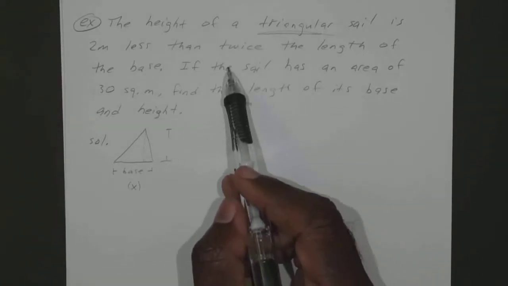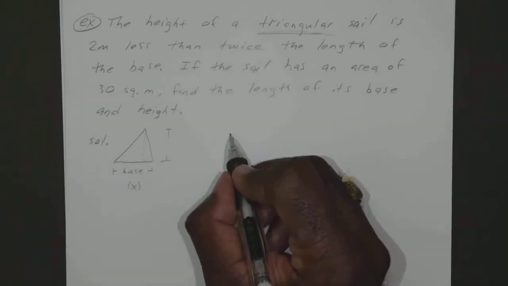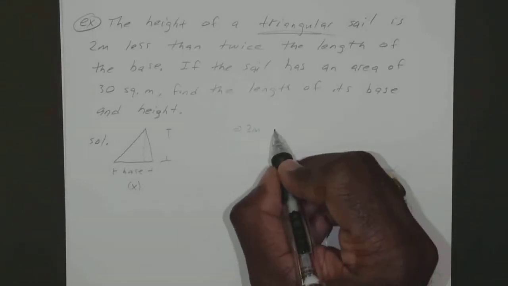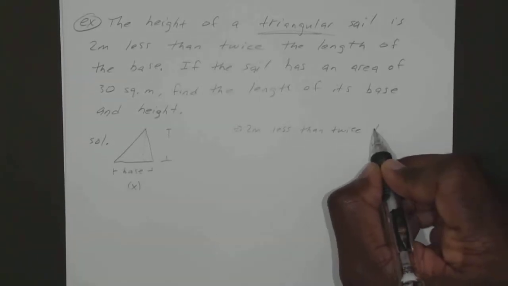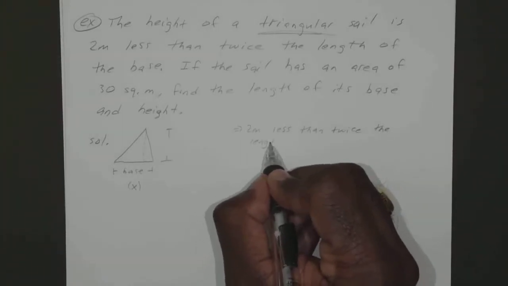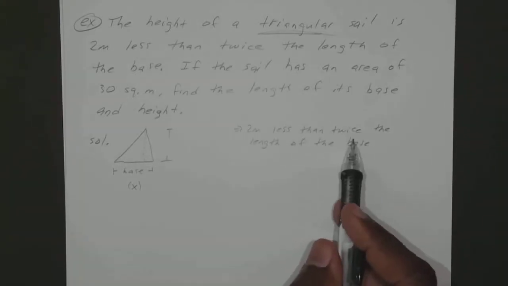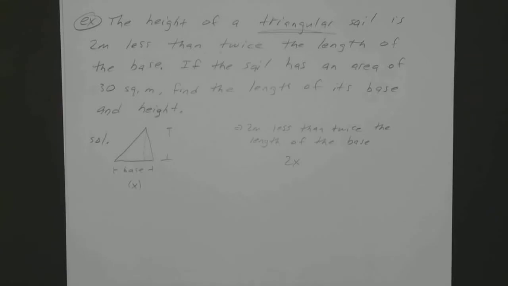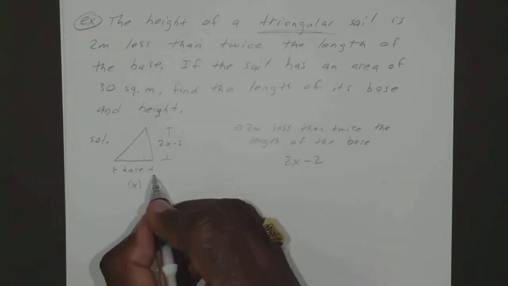Okay, so that means our height is 2 meters less than twice the length of the base. Twice the length of the base is 2x. 2 meters less than that will be 2x minus 2. Okay, so that means our height is 2x minus 2.